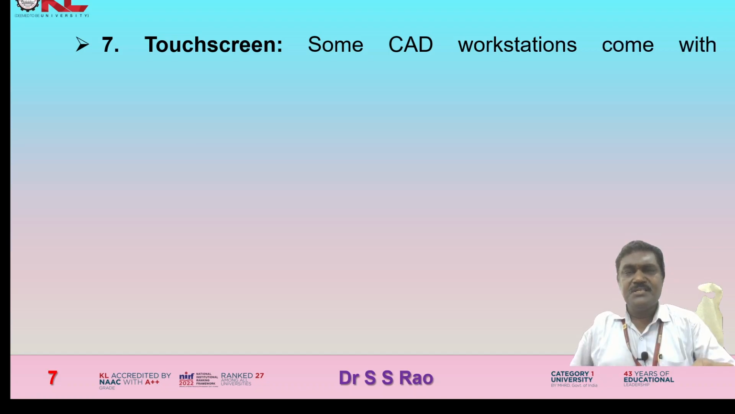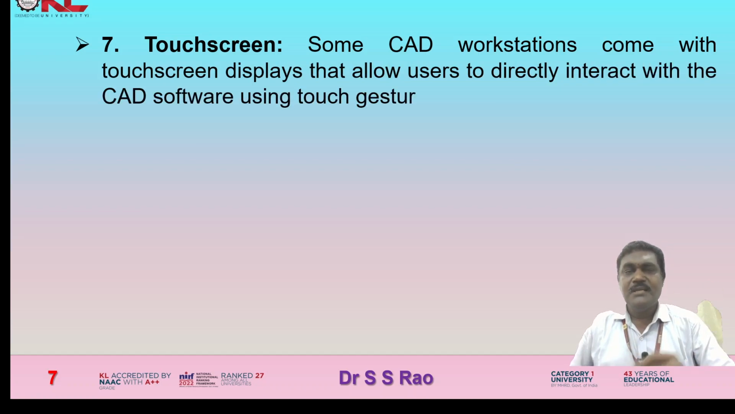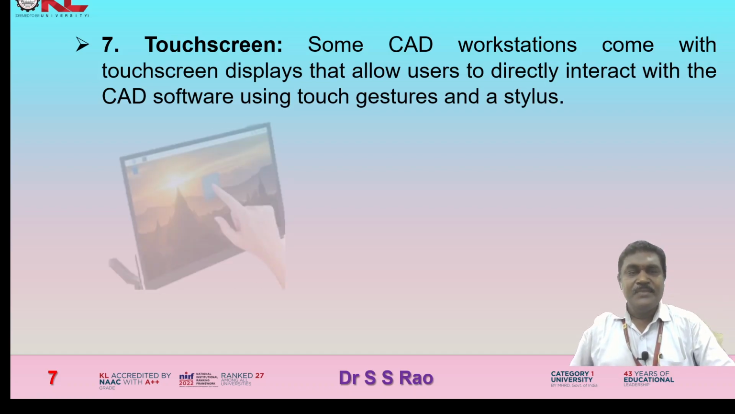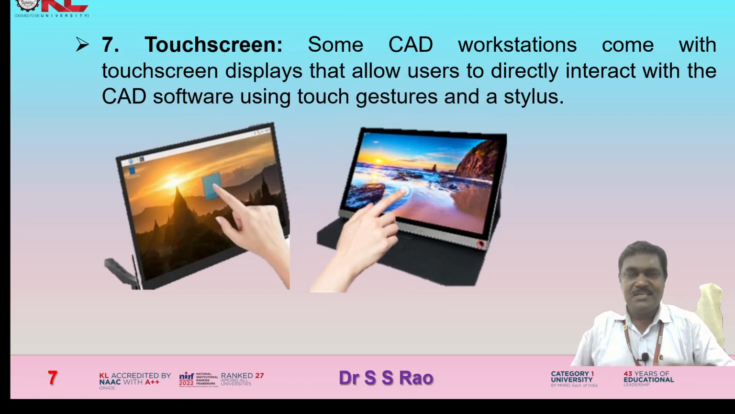Some CAD workstations come with touch screen displays that allow users to directly interact with the CAD software using touch gestures and a stylus. Now you can see that touch screens are popular nowadays, everyone uses them on mobiles. Where you want to give the input through hand, you can touch that point and it will be entered. Using the touch you can give the input signals to the system, and the system accordingly will work. So this is regarding the touch screen. Everyone is familiar with how we can give input to the system.